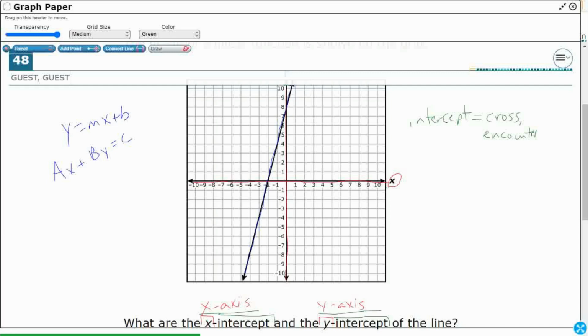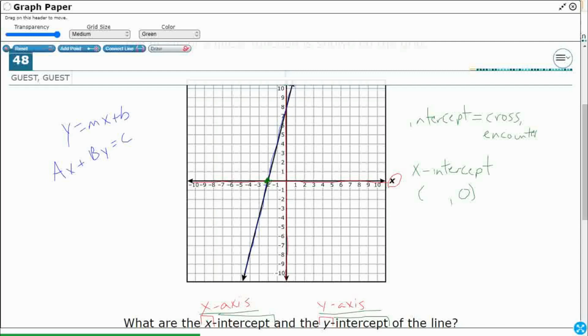So take a look at my x-axis right here. I'm going to draw a big green point right there. That is where the line crosses the x-axis, which means that is going to be my x-intercept. That's all we're doing here. Trying to find the coordinate pair for the x-intercept and the y-intercept, which means where does that line cross the x-axis and the y-axis? Well, whenever you have an x-intercept, you should know that the y value is always going to be 0 because the y value is 0 on the x-axis. So that's how you know it's the x-intercept.